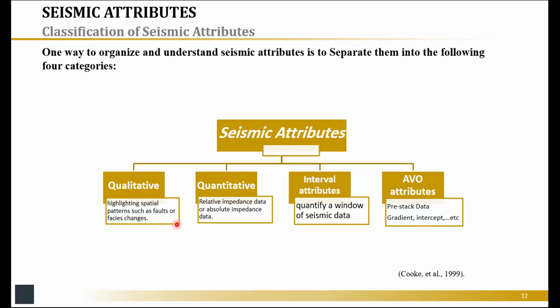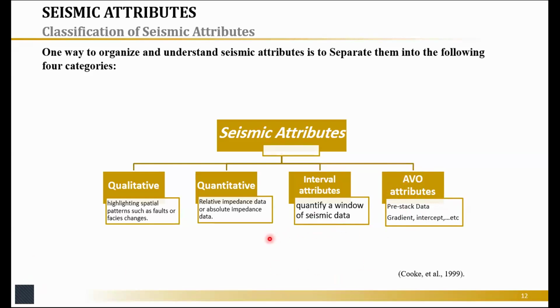And for the third category, interval attributes, it's just using some intervals to derive these attributes, maybe this time interval, or maybe an interval between two different horizons, right? So most of the seismic attributes can be extracted this way. Maybe we can say this is a method of extracting seismic attributes, like interval attributes or surface attributes, okay? And also the AVO attributes, which come from the pre-stack data, like intercept, gradient, and also near and far amplitudes.